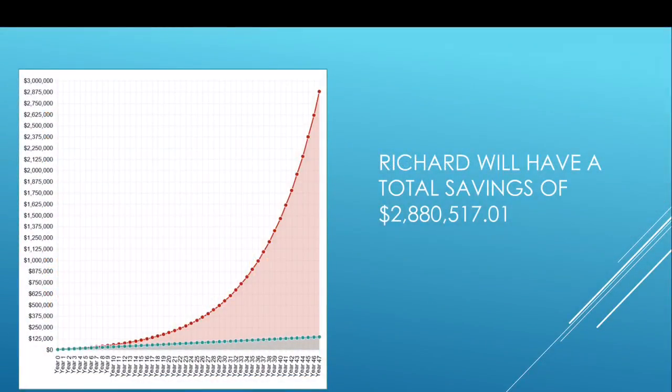Why don't we start with Richard? As you can see in this graph, the green line is the principal, or how much money Richard has put in over time. The red line indicates how much Richard has saved during the same period. We can clearly see that the gap between the green and the red line has increased significantly over time due to the interest compounding year over year. Richard had put in $147,000 over the course of 47 years. The money had compounded to nearly $3 million.